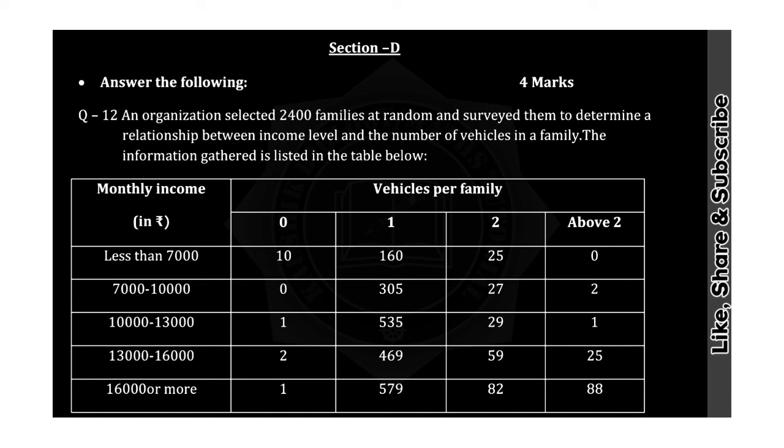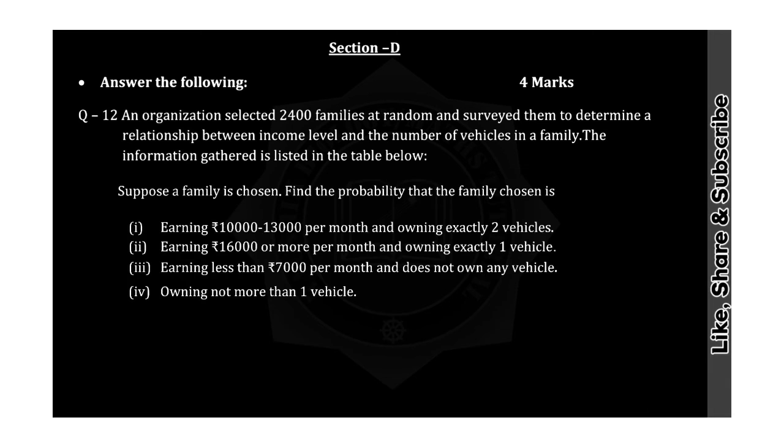So in the table, monthly income starts with less than 7,000 and goes up to 16,000 or more. And here the number of vehicles per family are given. That means 0 vehicle, 1 vehicle, exactly 2 vehicles and above 2 vehicles. And the number of families are given. Now based on this table, we have to answer the following questions. So now let's see which questions are given.